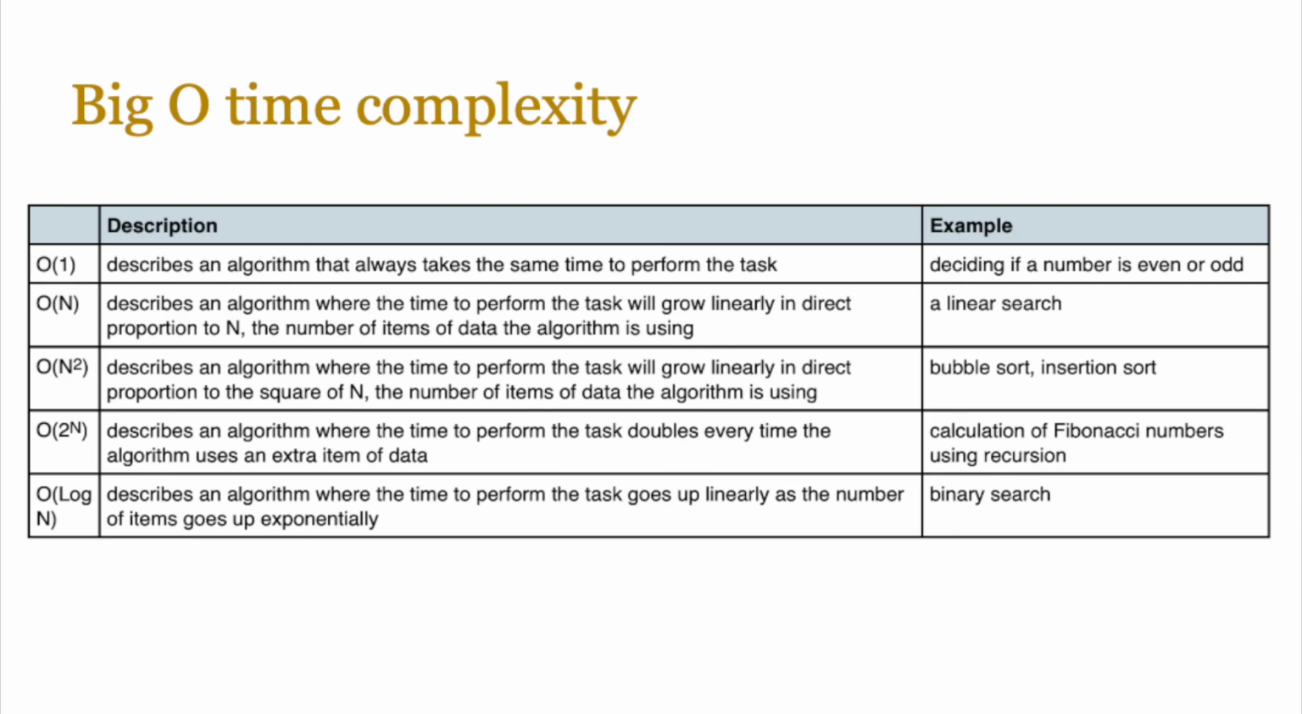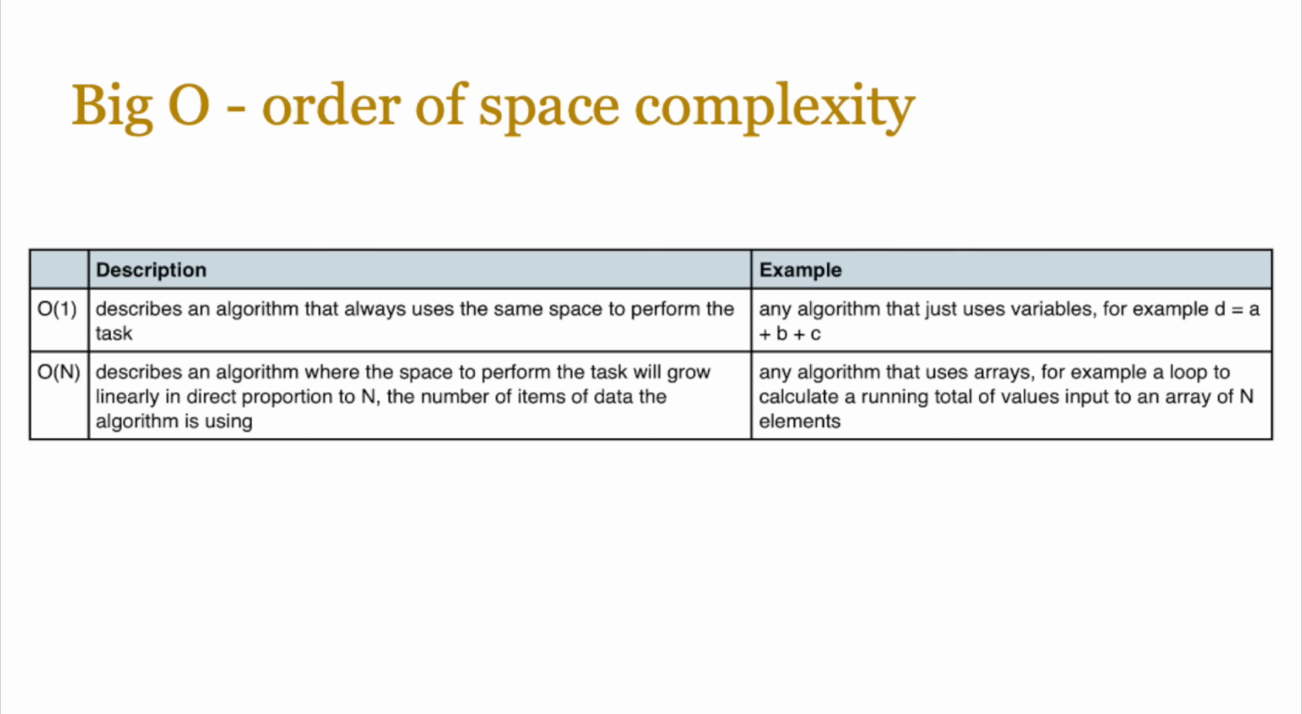the time just doubles. And finally, you've got big O of log n, which describes an algorithm where the time to perform the task goes up linearly as the number of items goes up exponentially. And that's a very good algorithm. Normally, a binary search is a great example of this. So be comfortable with how the various different types of big O algorithms operate time-wise.